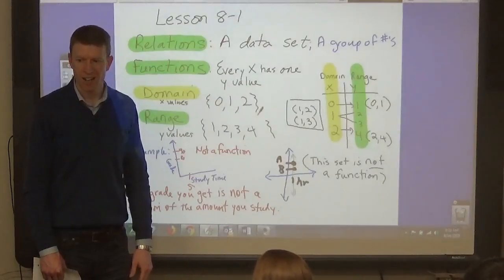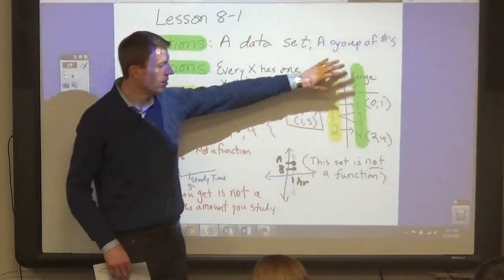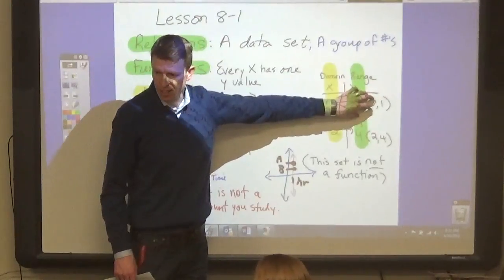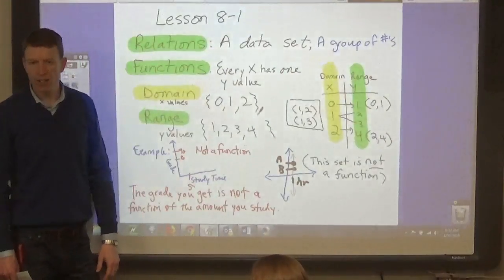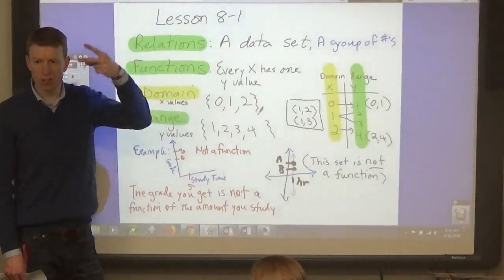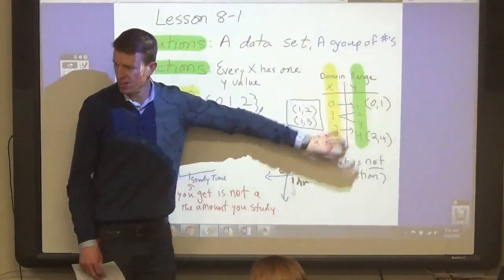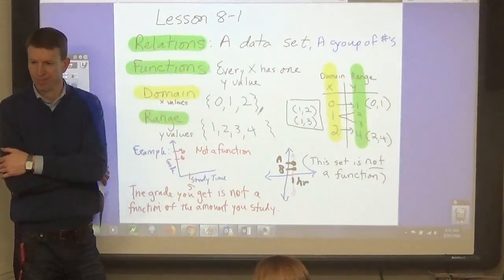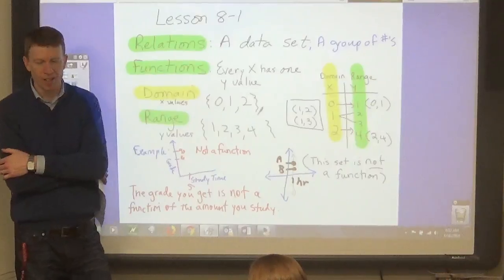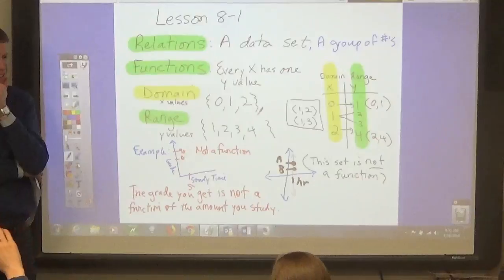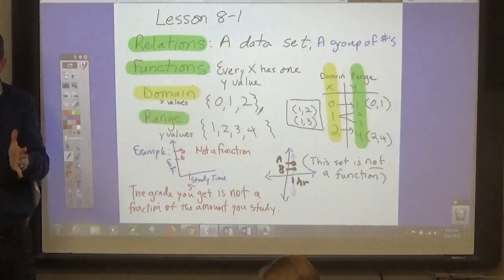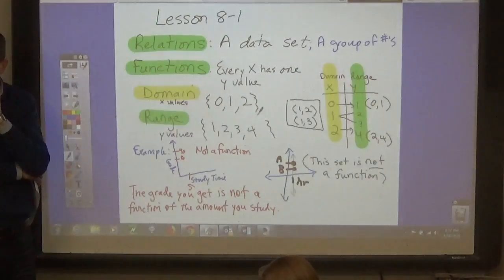Okay? How can you tell by looking at a relation if it is a function? How can you tell that 2 points are going to be on the same vertical line just by looking at the numbers? It says it up here in the notes. How can you tell if 2 points are going to be on the same vertical line? By looking at the numbers. Andrew.